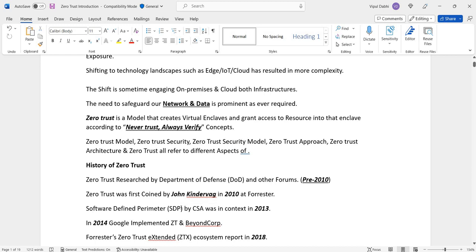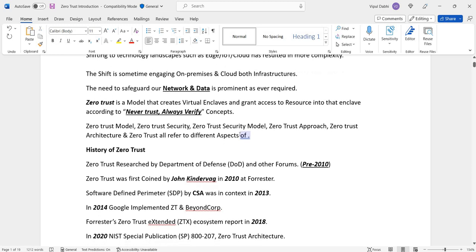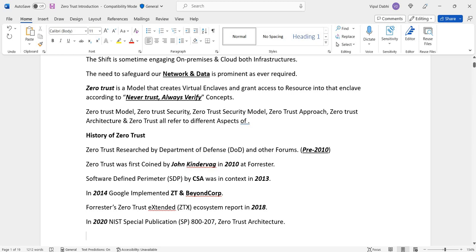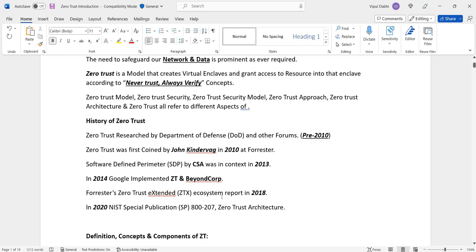Now, software defined perimeter, SDP, by Cloud Security Alliance came into context in 2013. Okay, and we just did the certification from Cloud Security Alliance only. It's a very good, prestigious organization. And in 2014, Google implemented ZT and BeyondCorp. Zero Trust and BeyondCorp was implemented by Google first, right? Till SDP and all those concepts, it was just concepts and theory, but the actual implementation was done by Google in 2014. Then Forrester's Zero Trust Extended Ecosystem Report in 2018, and in 2020 NIST Special Publication 800-207 on Zero Trust.